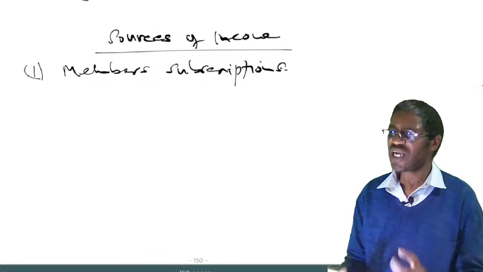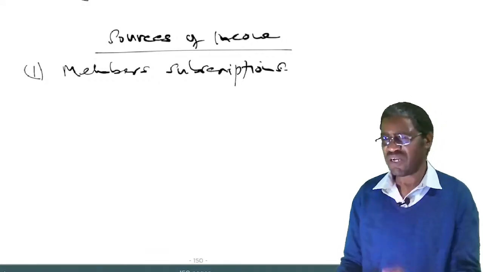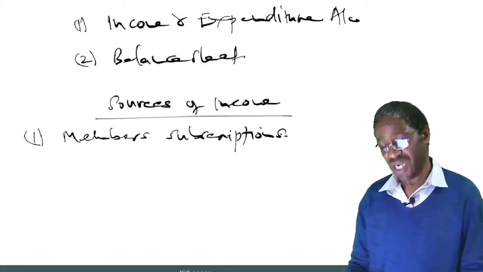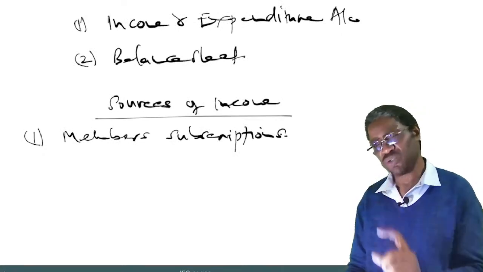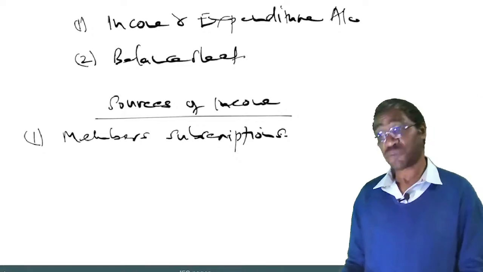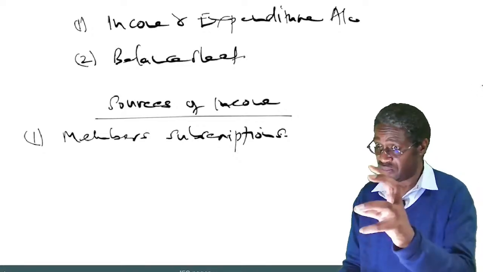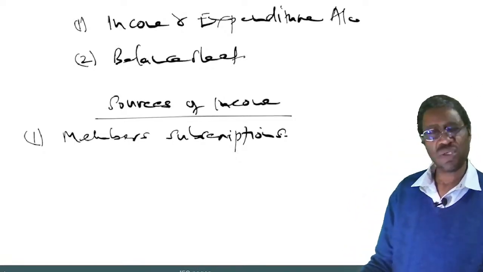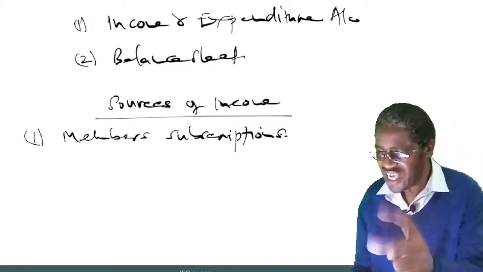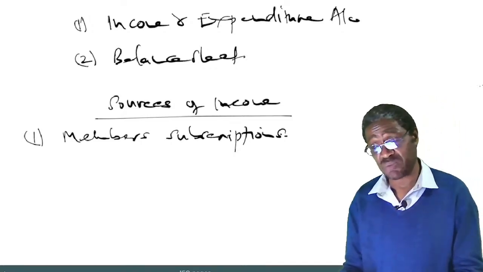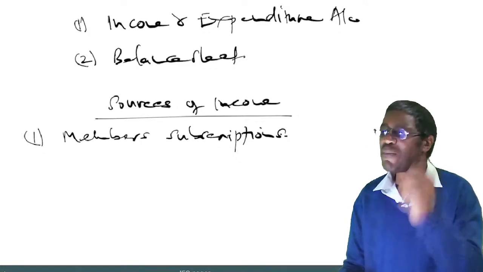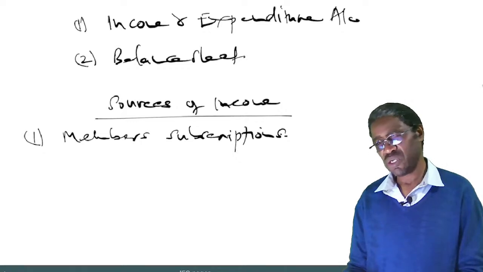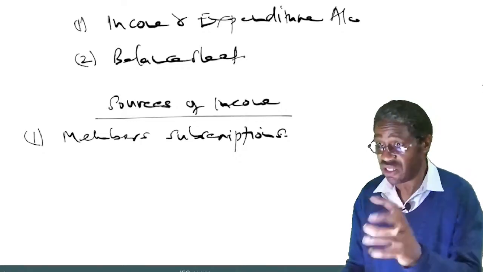The same thing again. In your income and expenditure account, you will take member subscriptions as one source of income. But is it the actual amount you received during the year? No. Just like in a normal income statement of a business, it is what am I supposed to receive? That's what I take to the income statement.